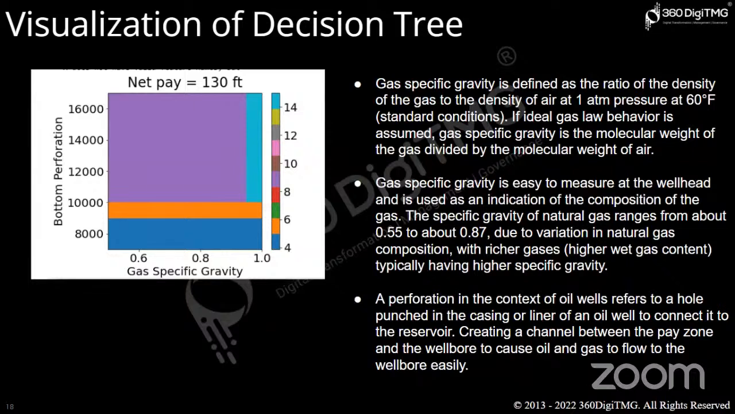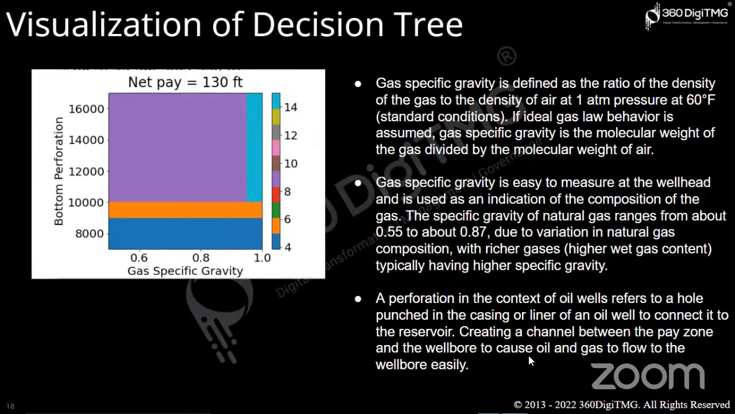When it comes to perforation, we have taken the bottom perforation data. A perforation in the context of oil wells refers to a hole punched into the casing or liner, creating a channel between the pay zone and the well bore to cause oil and gas to flow to the well bore easily. So we are taking the net pay, bottom perforation, and gas specific gravity, and I can see that net pay is 130. I am trying to find these values.